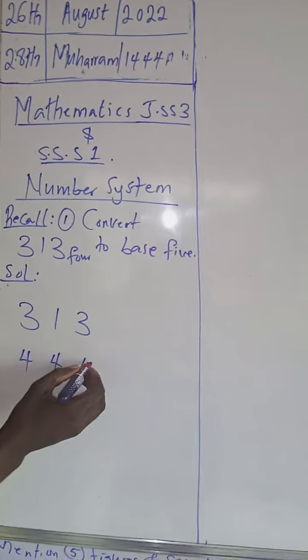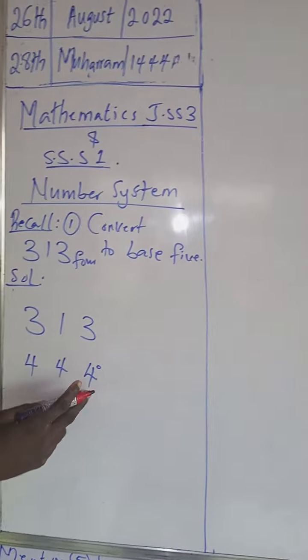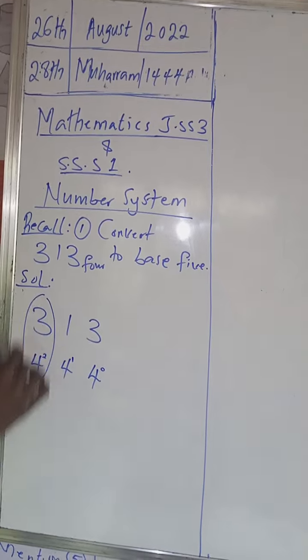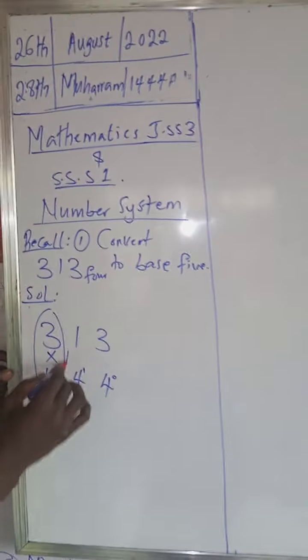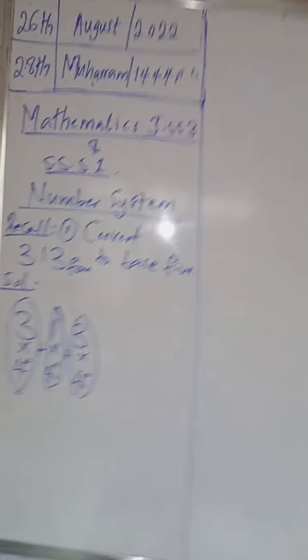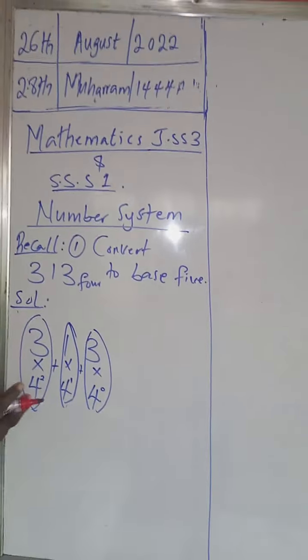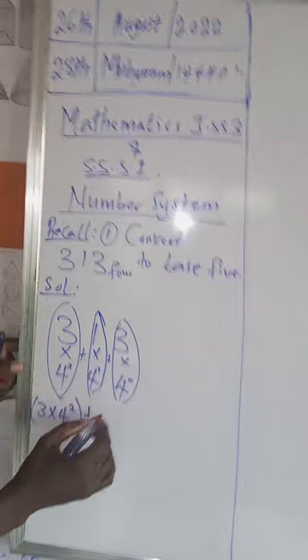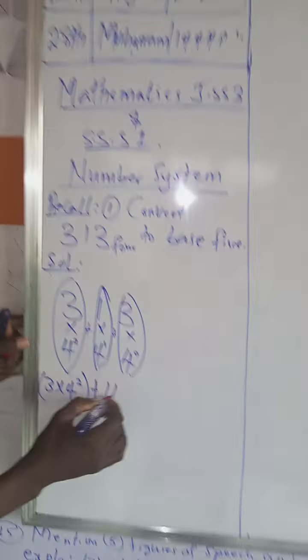The first one I'll put to the power of 0, that 4. The second one to power of 1, then to power of 2. Then I make this one together. I put multiplication in between and addition with the next one, then multiplication in between. So meaning that 3 times 4 raised to power 2, plus 1 times 4 raised to power 1, plus 3 times 4 raised to power 0.